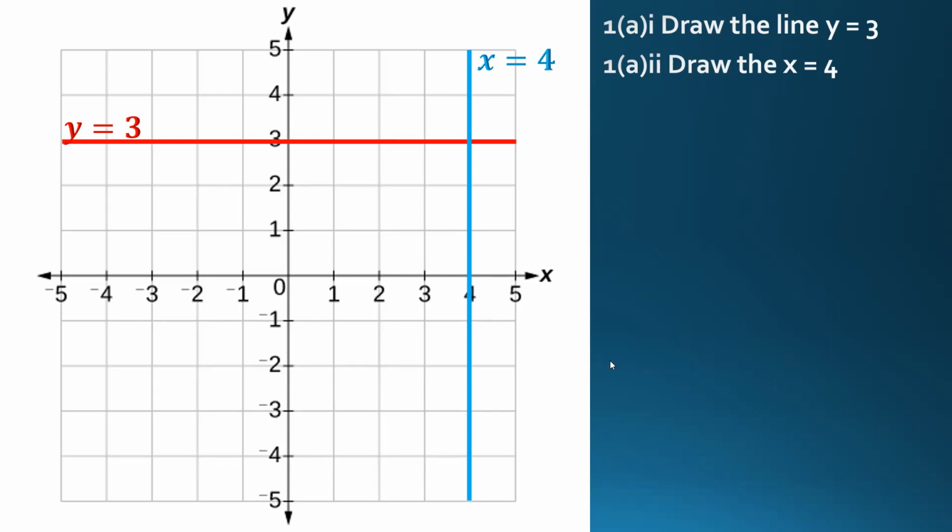Jevin, do you understand this? Yes, sir. How about you, Kamar? Kamar, do you understand this? Where's Kamar? Yes, sir. How did we get the line x is equal to 4?